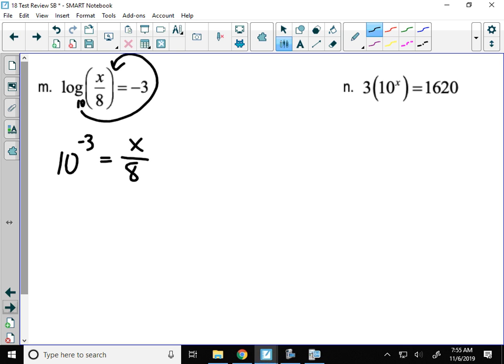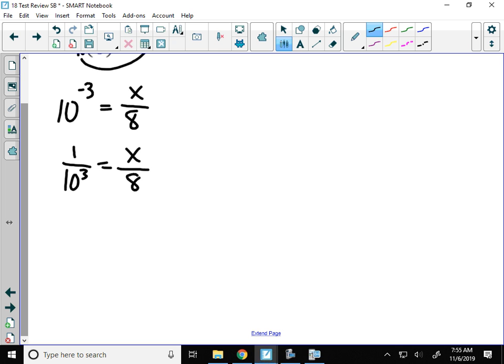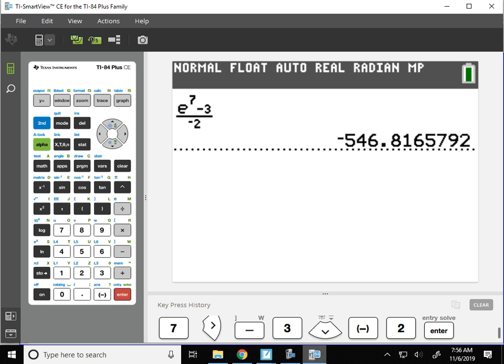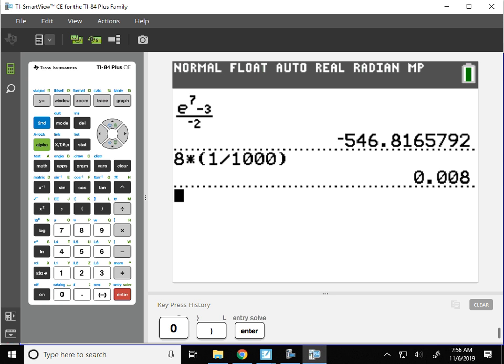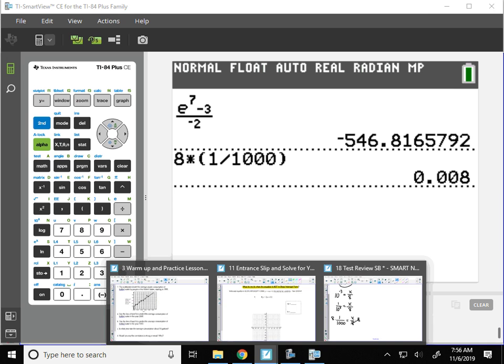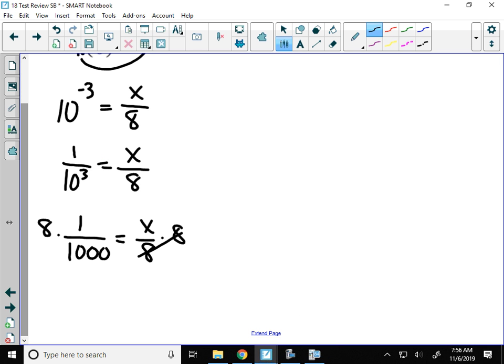Now let's simplify. 10 to the negative third is 1 over 10 cubed. And 10 cubed is 1,000. So this is 1 over 1,000 equals x over 8. All I have to do is multiply by 8 on both sides. And let's see, what's 8 times 1 over 1,000? 0.008. Or 8 over 1,000 if you want to leave it that way.